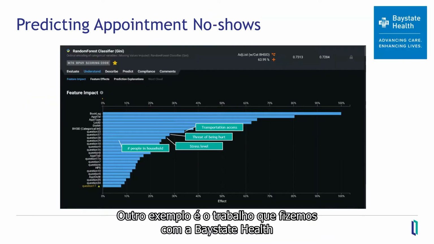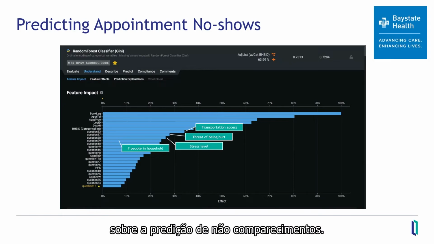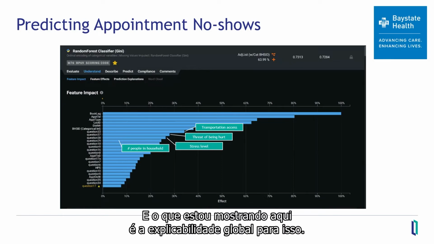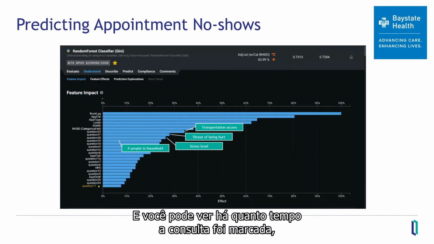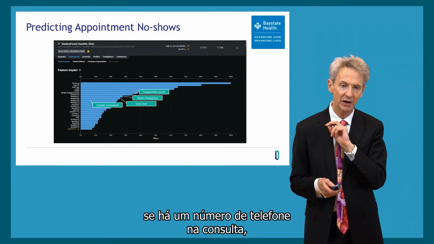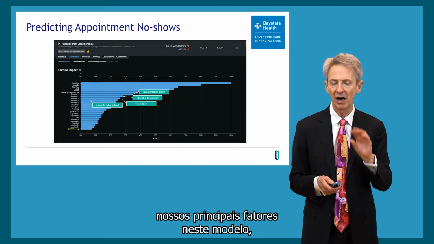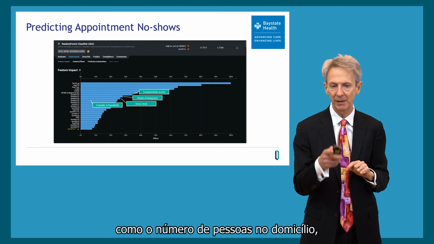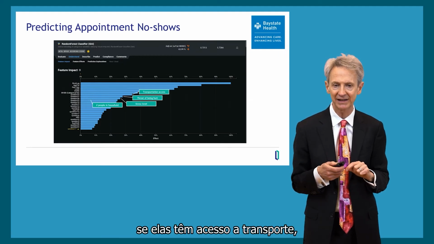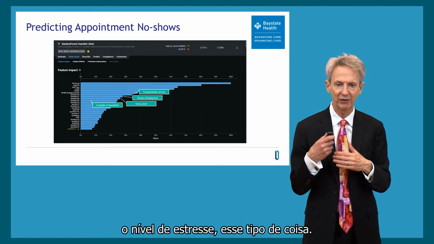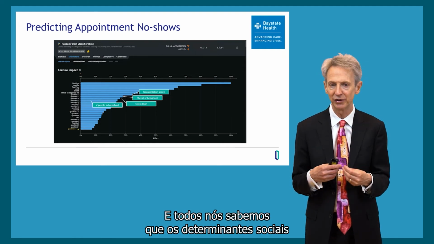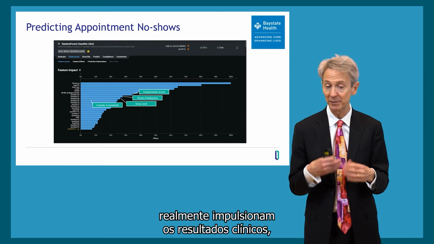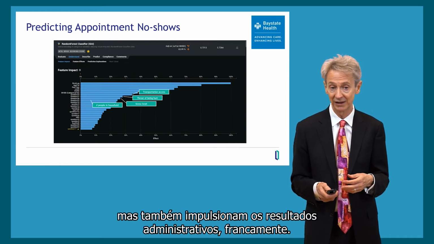Another example is work we did with Bay State Health around predicting appointment no-shows. And what I'm showing here is the global explainability for that one. And you can see that how long ago the appointment was booked, whether there's a telephone number on the appointment type, are main factors in this model. But you can also see some social determinants of health, like the number of people in the household, whether they have access to transportation, the stress level, those kinds of things. And we all know social determinants really drives clinical outcomes, but it also drives administrative outcomes, frankly.